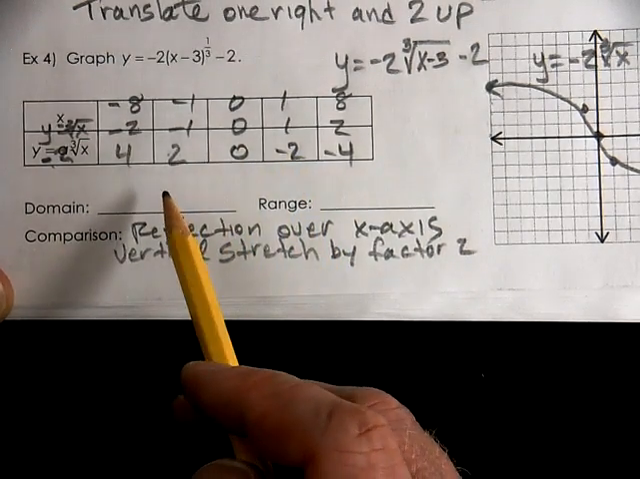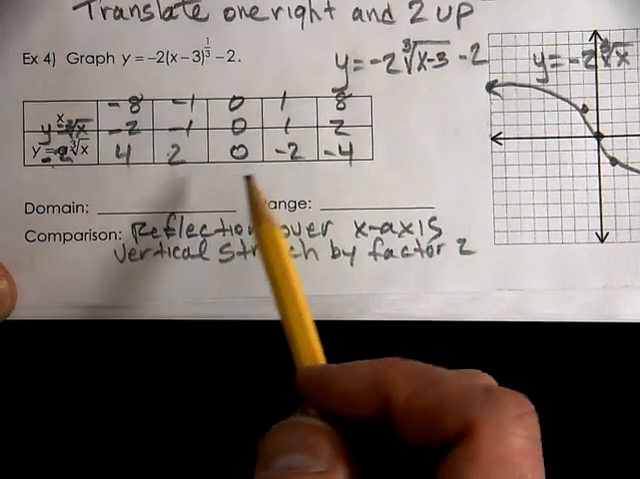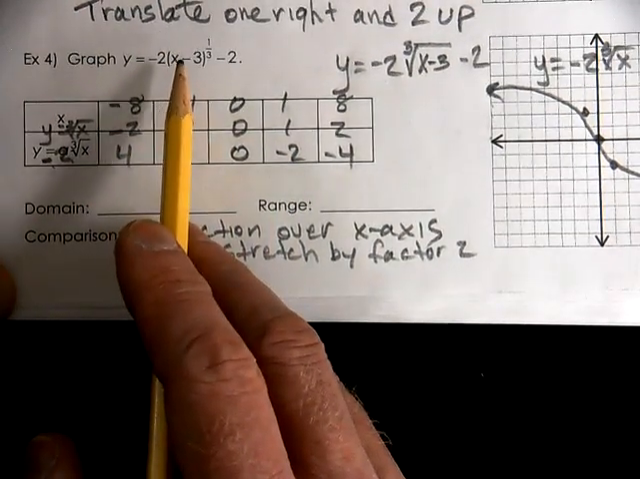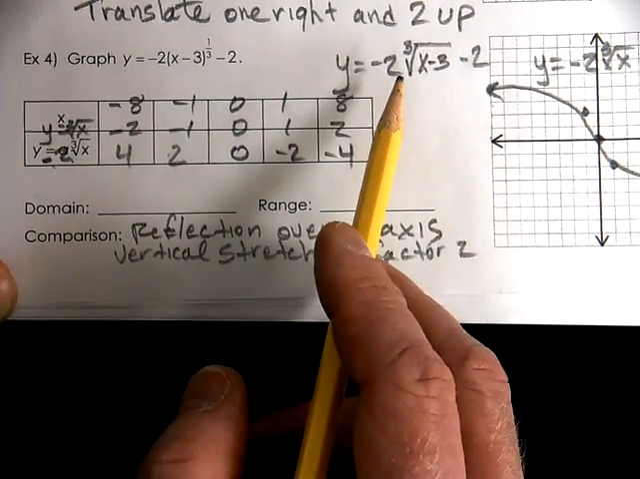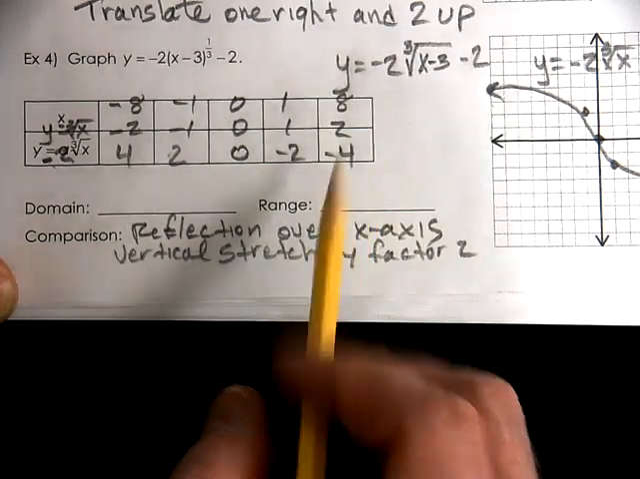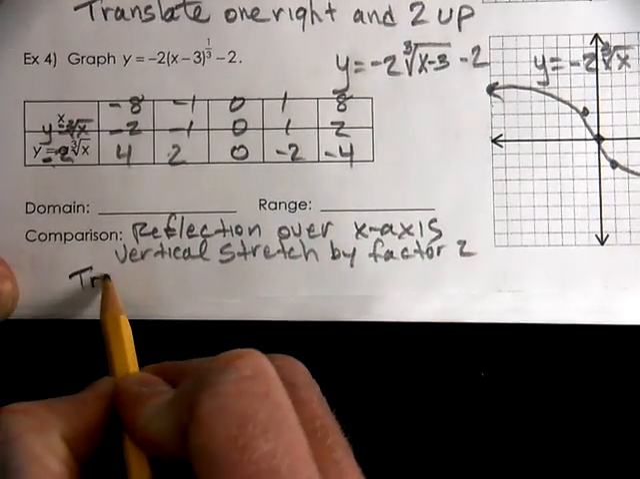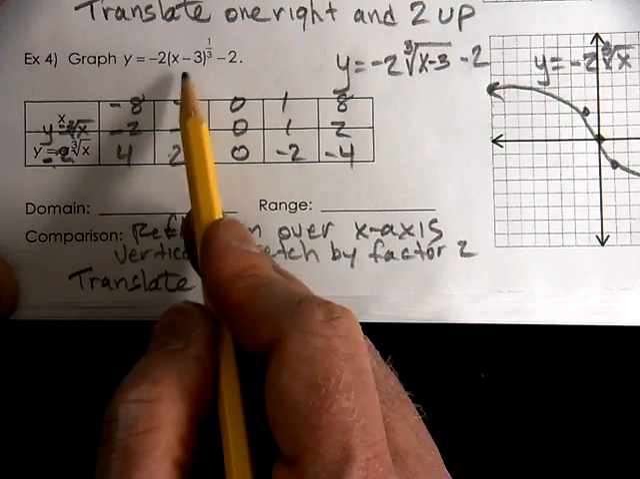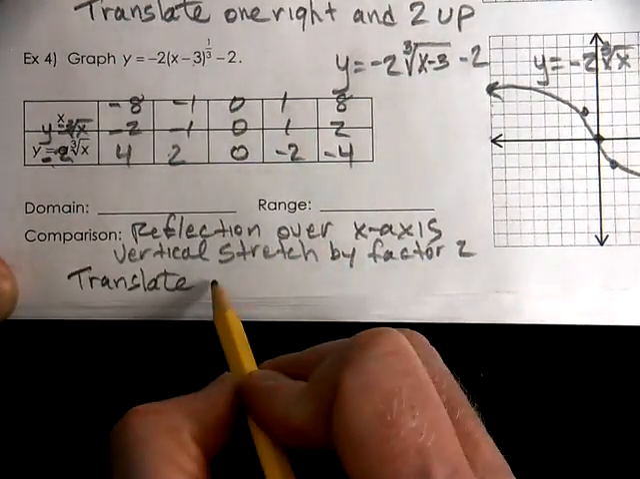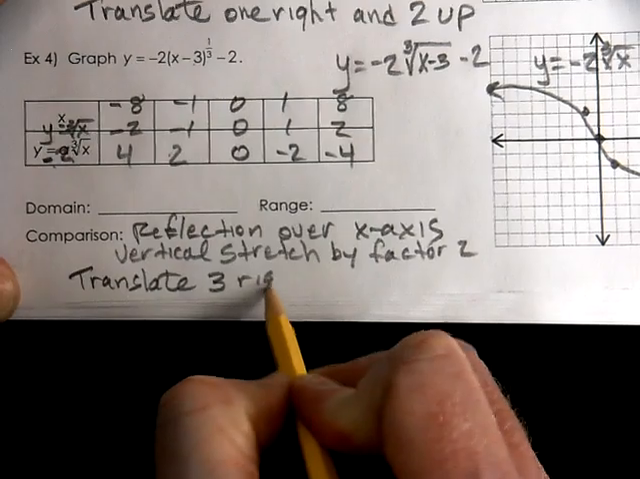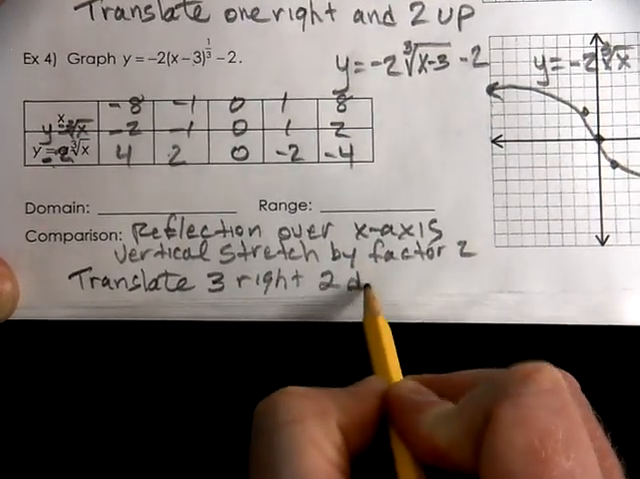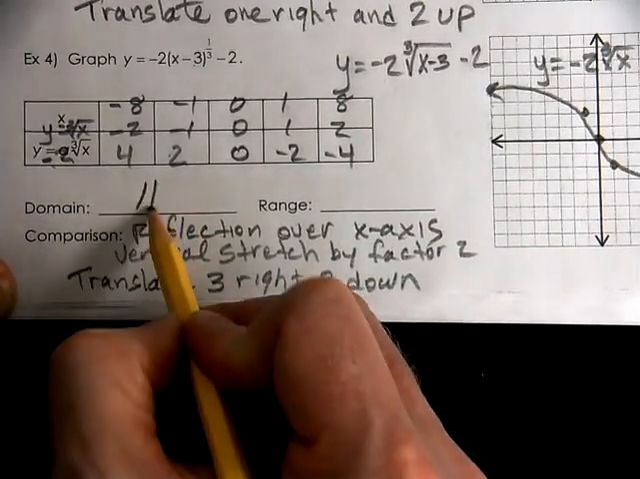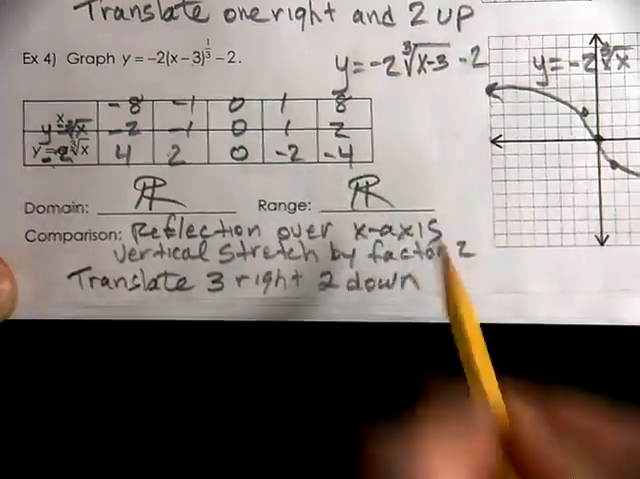Now we're going to do the translation. We don't manipulate our table to represent a translation. That's why we don't just plug numbers into our original function. We are going to translate 3 units right, 2 units down. 3 to the right, 2 down. And that's going to give us answers that are all real numbers and all real numbers.